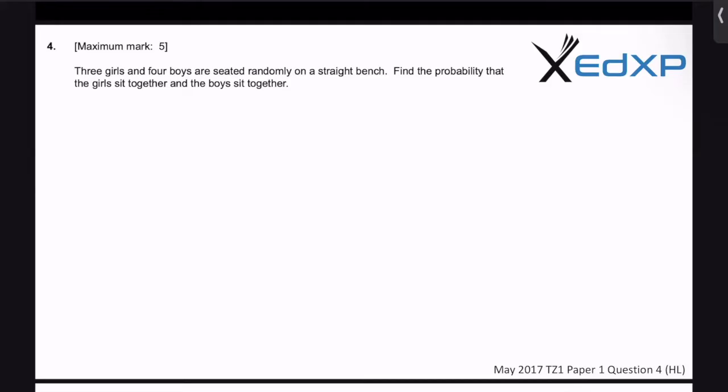This question over here actually came out in the May 2017 Time Zone 1, Paper 1, Question 4. For 5 marks, 3 girls and 4 boys are selected randomly on a straight bench. So we have 3 girls and 4 boys. So always remember in P&C questions, people are unique individuals. Okay, find the probability that the girls sit together and the boys sit together.